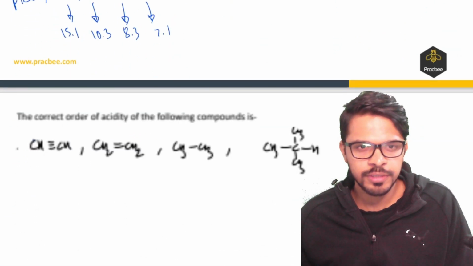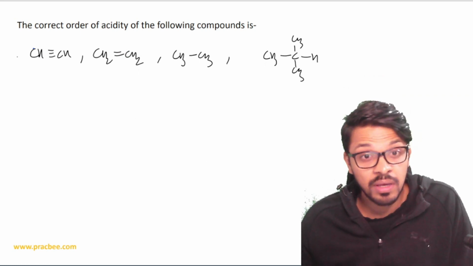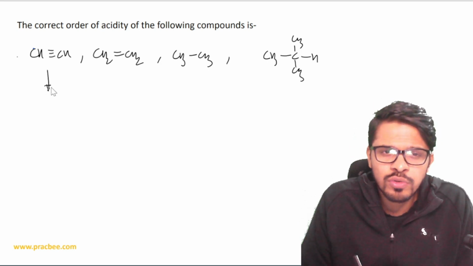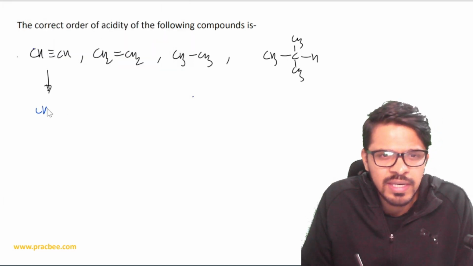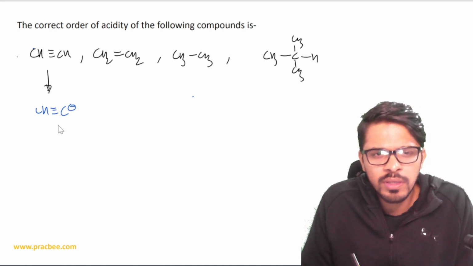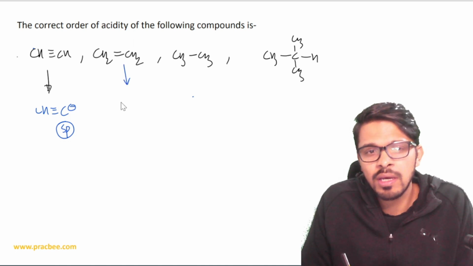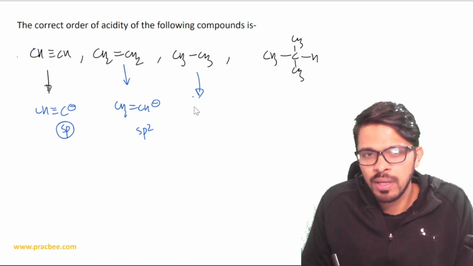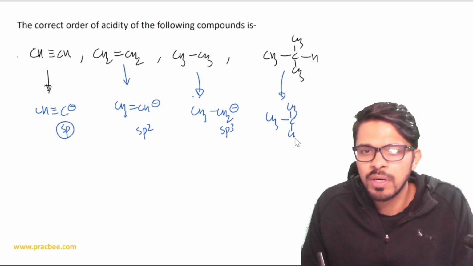Let's move to the next question. The correct order of acidity of the following compounds is, again a question of GOC, again a question of acidity. So we need to form the conjugate bases. The conjugate base of CH triple bond CH would have a negative charge on an sp hybridized carbon. Here we'll have a negative charge on sp2 hybridized carbon, and here we'll have a negative charge on sp3 hybridized carbon. Similarly here also we'll have a negative charge on sp3 hybridized carbon.